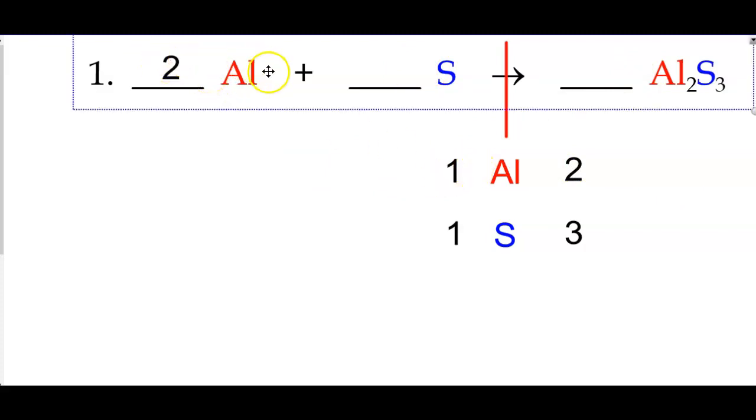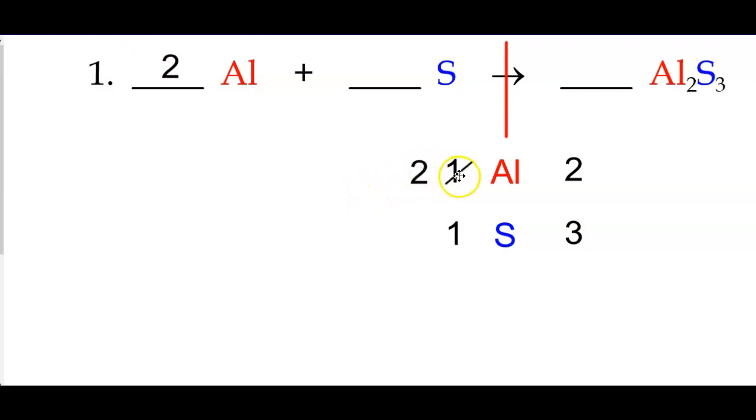When I put this 2, I'm going to reevaluate what this aluminum changes to. So 2 times 1, this now changes to a 2. So now we have 2 aluminums and 2 aluminums. So those are balanced.